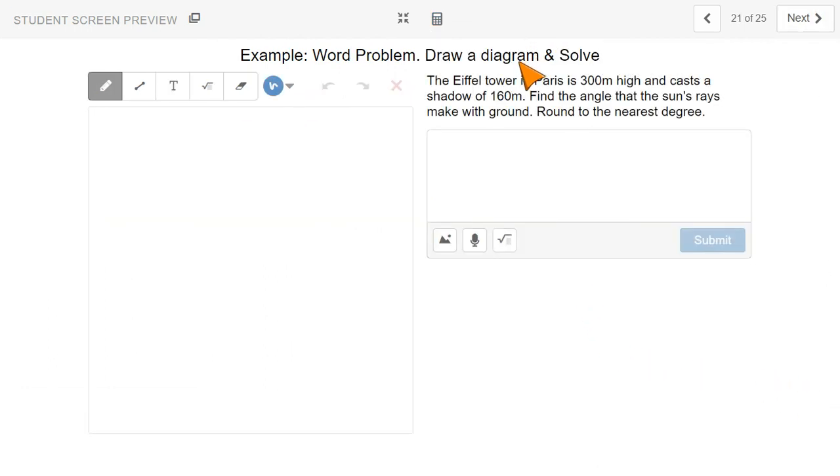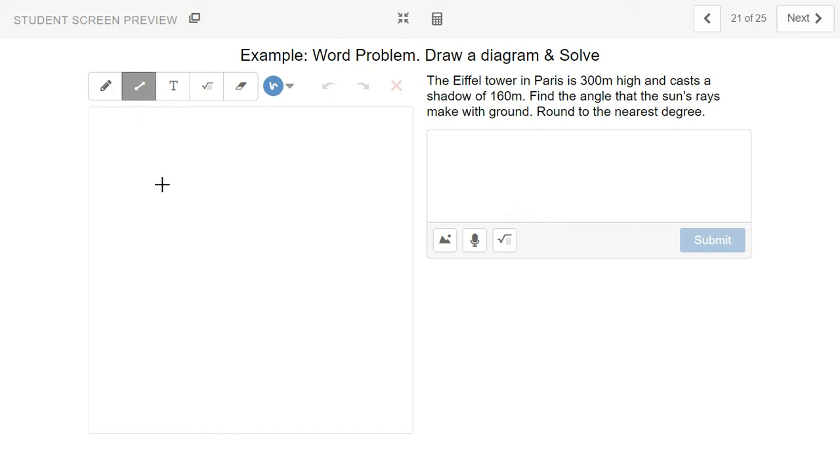Another example here, draw the diagram and solve. The Eiffel Tower in Paris is 300 meters high and it casts a shadow of 160 meters. Find the angle that the sun's rays make with the ground. Round it to the nearest degree.